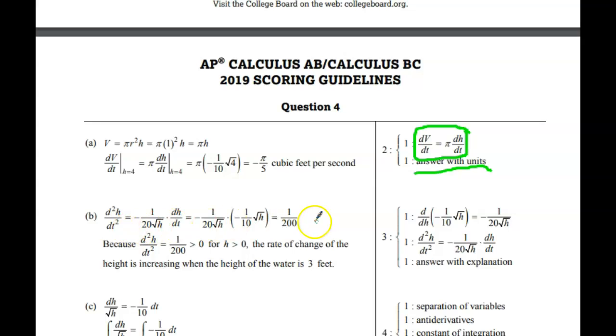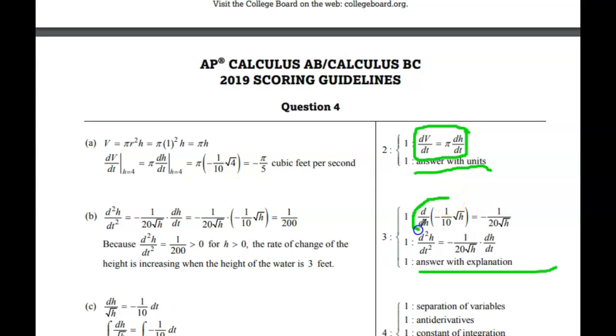For the second one, here's all the work that we did. Here's their explanation. Because the second derivative is 1 over 200, which is greater than 0, the rate of change of the height is increasing when the height of the water is 3 feet. And there's their explanation. So that was 1 point with those 3 contextual elements.